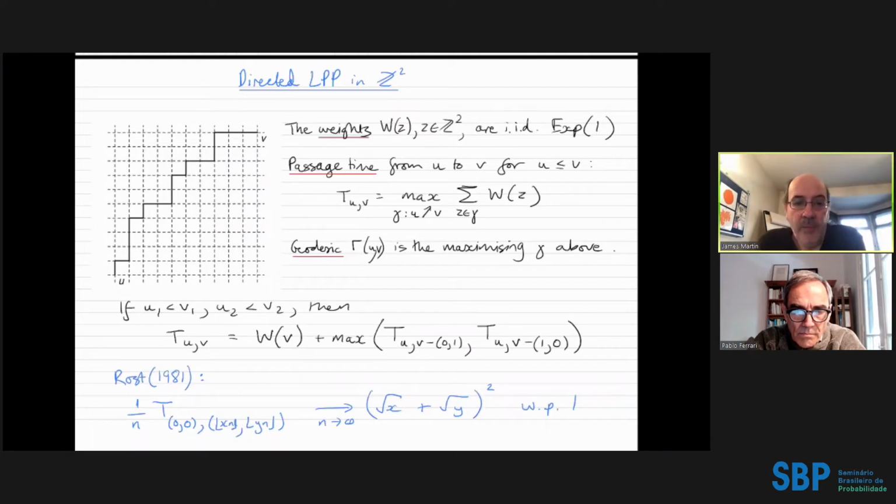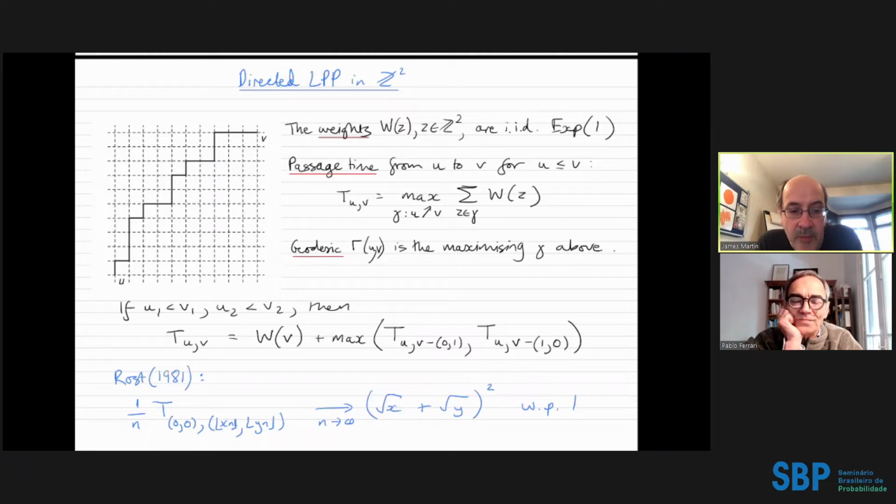So this is by now an extremely well-studied model, an exactly solvable model. There's a tremendous amount known. Let me just write down maybe one of the very first things that was shown about this by Rost back at the beginning of the 80s, and that's a law of large numbers. So if we look at a path from the origin at distance n in the direction xy, where x and y are any 2 positive numbers.